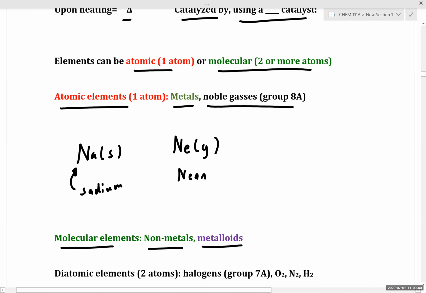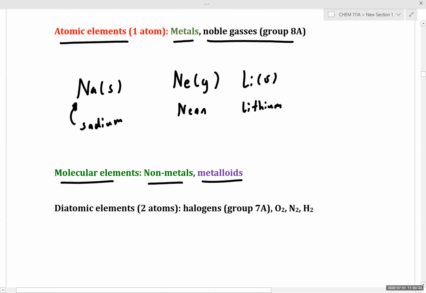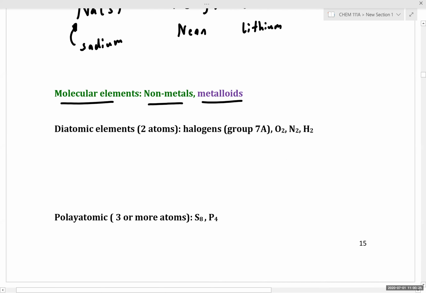Would someone like to give another example of an atomic element? Yep, Li for lithium. Good, good. Okay, our molecular elements are primarily nonmetals and metalloids.